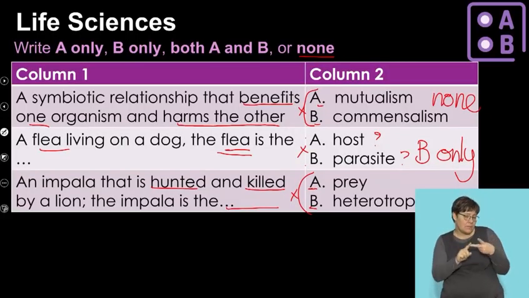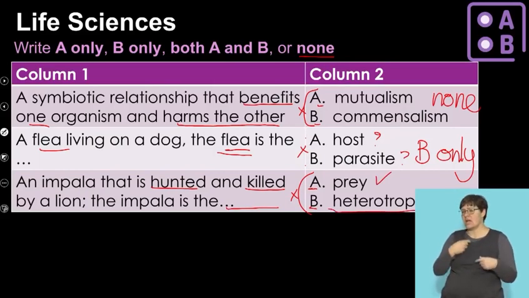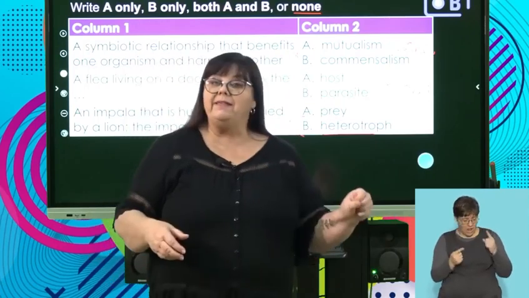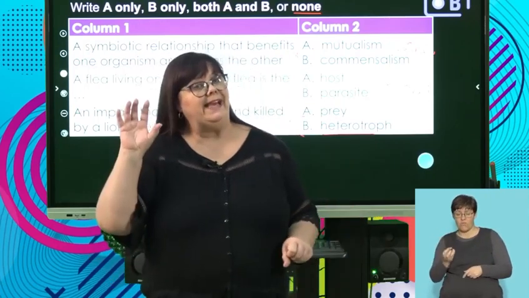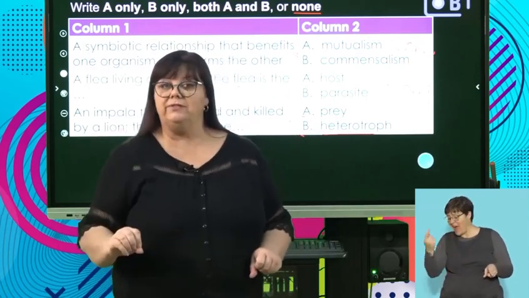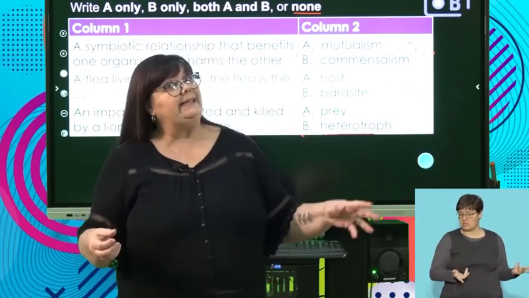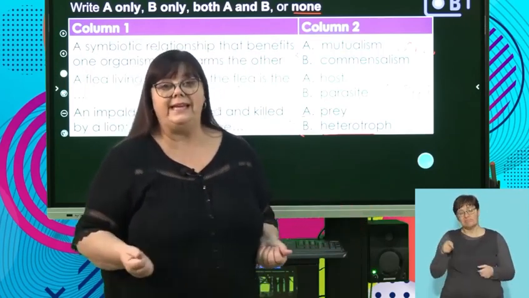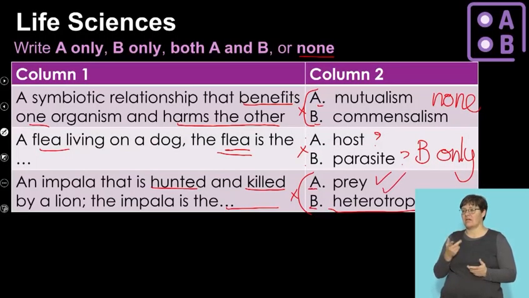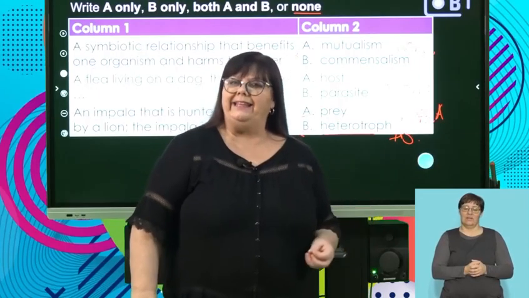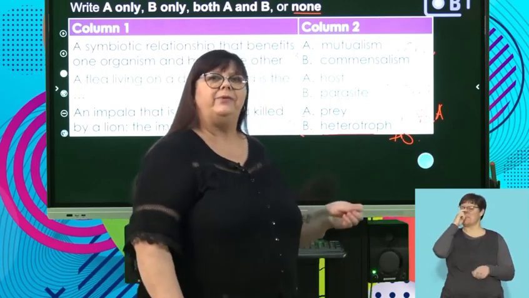Now, option B talks about it being a heterotroph. Remember that all organisms are either autotrophs or heterotrophs. If they make their own food, they're autotrophs. If they eat other food, they're a heterotroph. Where does that put the impala? Well, the impala eats grass and leaves and vegetation. So it is definitely a heterotroph. So in this case, we've got the answer both A and B. That's our answer there.